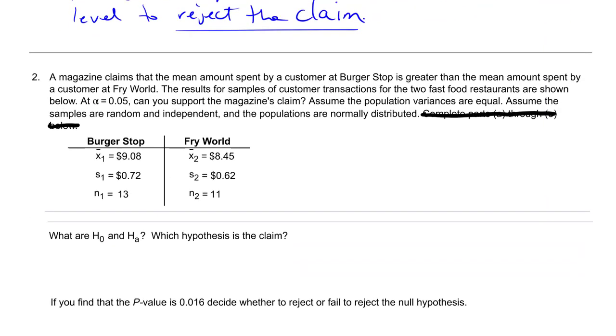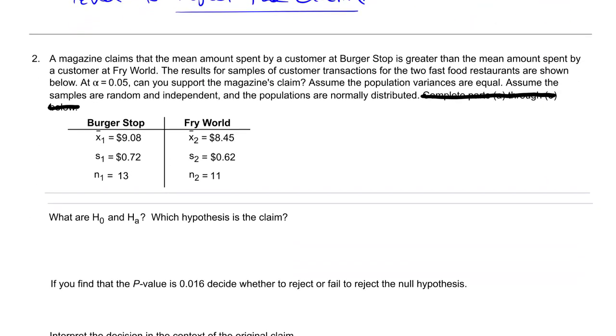All right, let's try another one. A magazine claims that the mean amount spent by a customer at Burger Stop is greater than the mean amount spent by a customer at Fry World. The results of the samples of customer transactions for the two fast food restaurants are shown below. We have a 5% significance, alpha equals 0.05. Can you support the magazine's claim? Assume population variances are equal, and assume the samples are random and independent, and the populations are normally distributed.